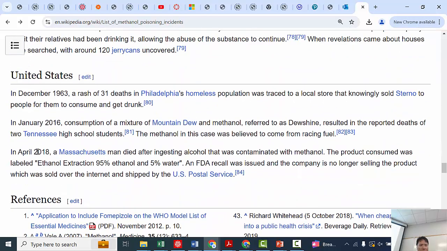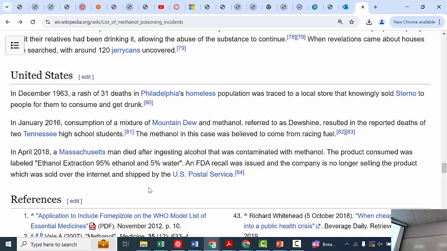U.S. 2018, oh, this is a sad one. I remember reading about this one. A Massachusetts man died after ingesting alcohol that was contaminated with methanol. Actually, some manufacturers of hand sanitizer said it was ethanol, but actually the hand sanitizer contained a lot of methanol. And the FDA came in and shut down those factories that had a high percentage of methanol in their hand sanitizer.